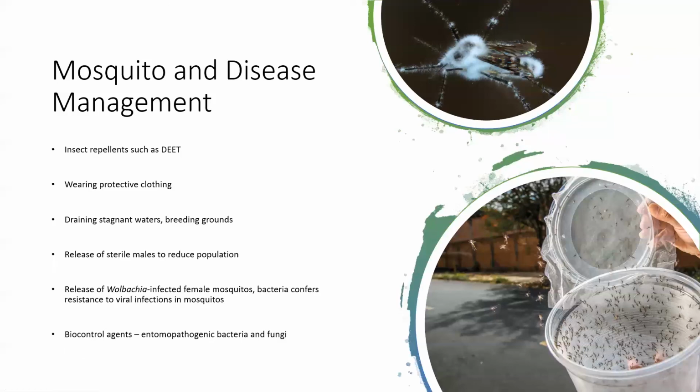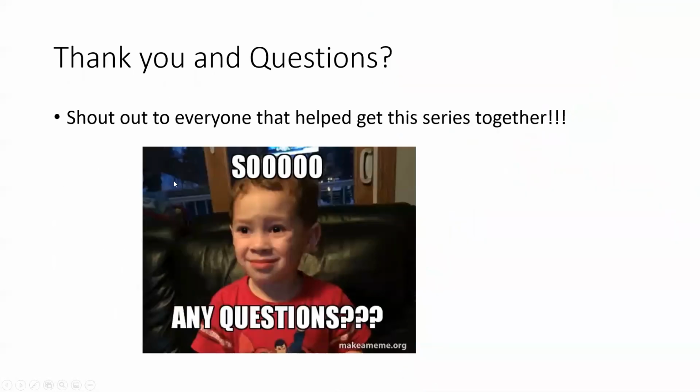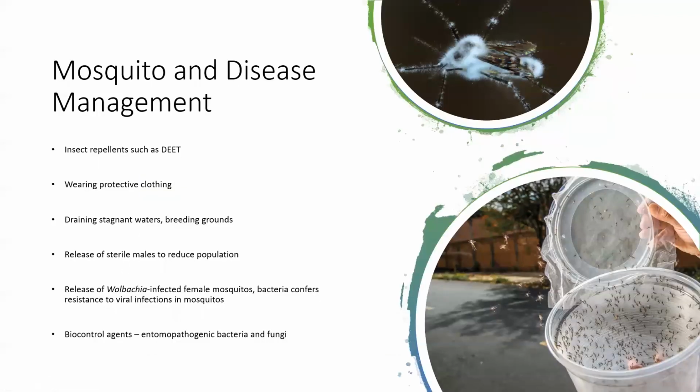So how is this currently being managed? For you, as you go out in the wild, you want to protect yourself. You want to first avoid getting bitten. There have been various chemicals developed to repel these mosquitoes, such as DEET. Wear protective clothing. And some people in other countries have nettings that they hang from the ceiling, so that prevents mosquitoes from getting in. So I think the most important management is prevention.